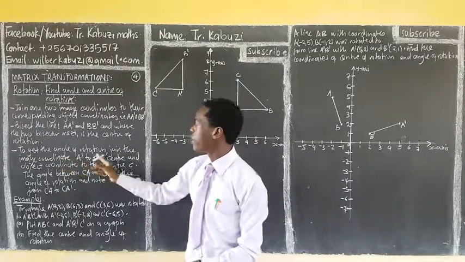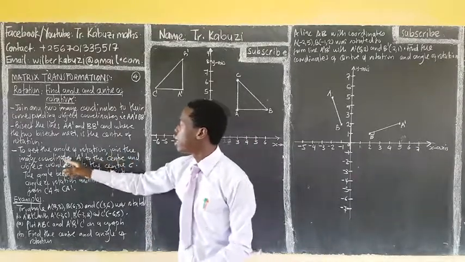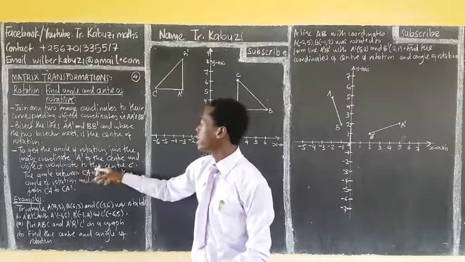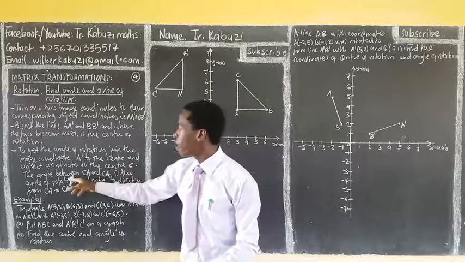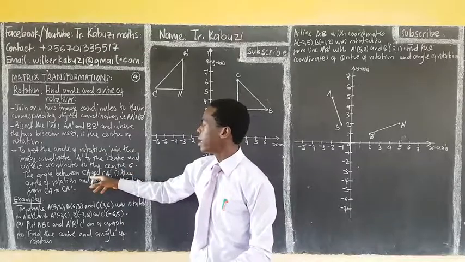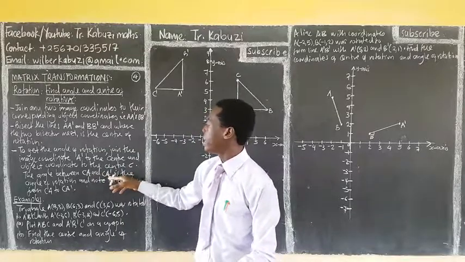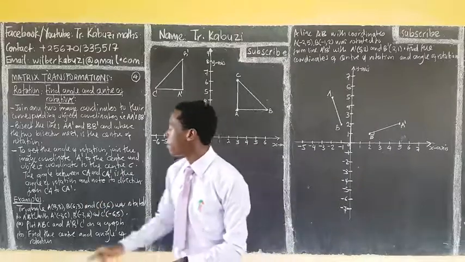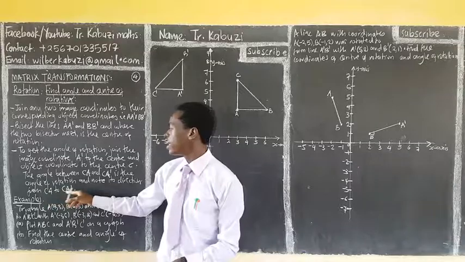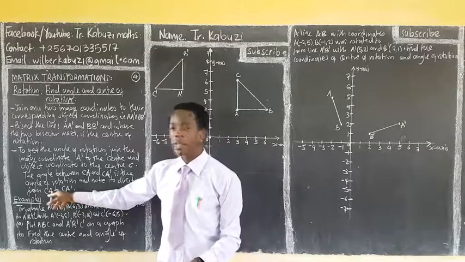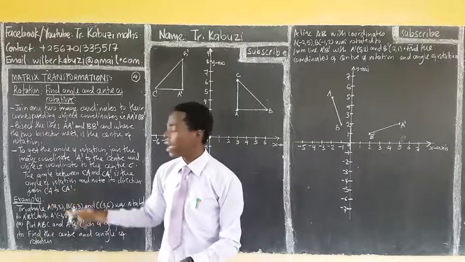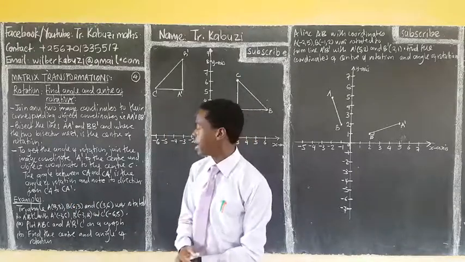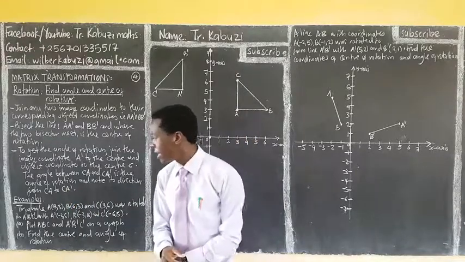Then, to get the angle of rotation, join the image coordinate A prime to the center, and the object coordinate A to the center C. The angle between CA and CA prime is the angle of rotation, and note its direction from CA to CA prime. Always measure from the object to the image, because it was the object which was rotated, so that we can get the direction. Here they are giving us an example.